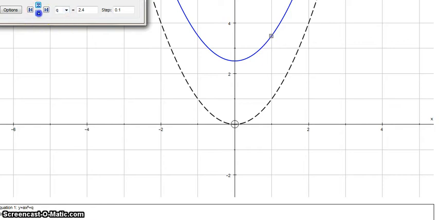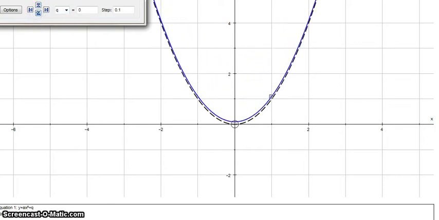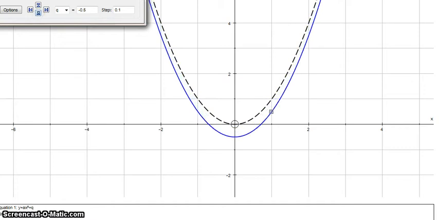I can do the same sort of thing, but what if I make q negative? Well, no surprises there. It's translating my graph down. So if q is negative half, it's translated it half a unit down. Every point is half a unit lower than what it was before. Notice that happens to every single point on the parabola.